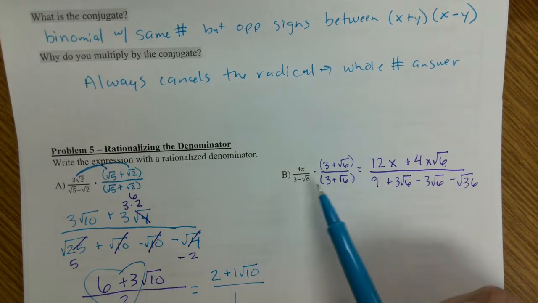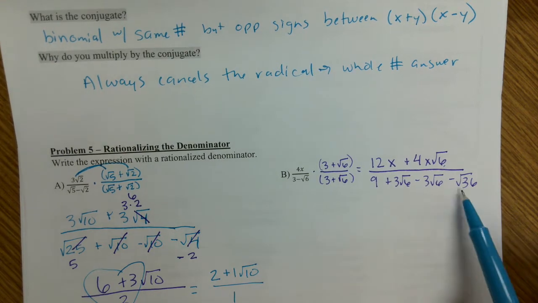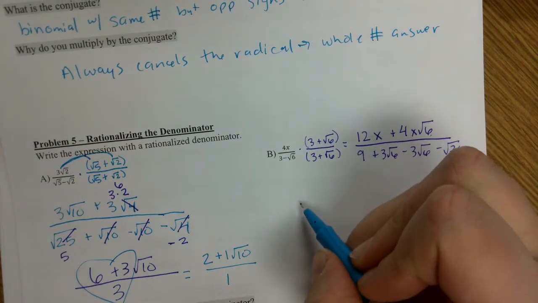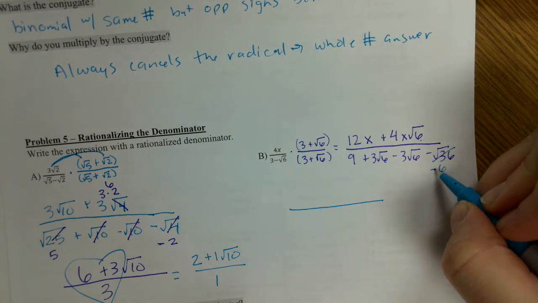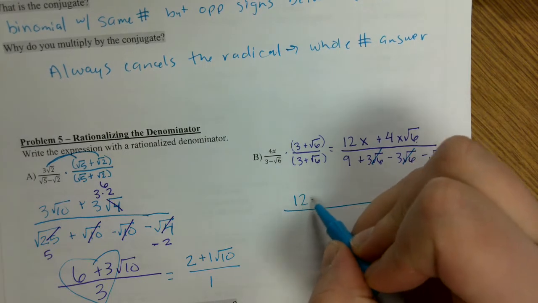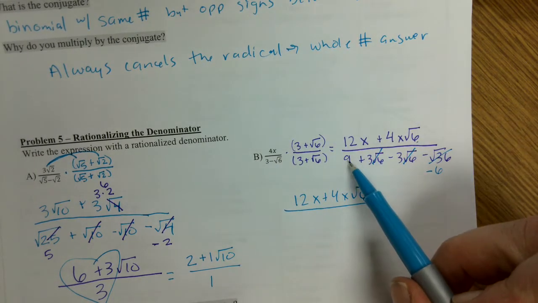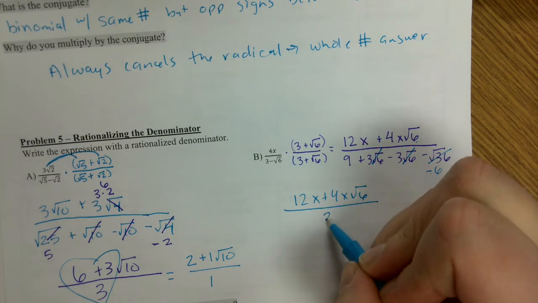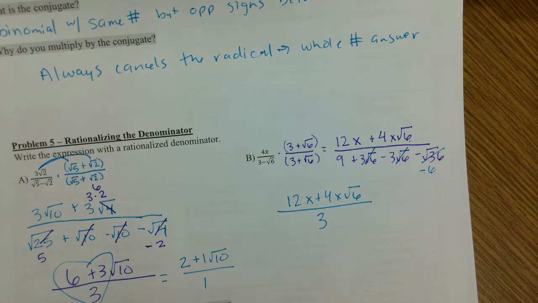Then my first, outside, inside, last. Now when I simplify this even further, this becomes 6. So this becomes subtract 6. These two cancel. I have 12x plus 4x square root 6 over 9 take away 6 is 3. When I look at these three, just the 12, the 4, and 3, there's nothing that they have in common. So I'm going to leave my answer just like that.